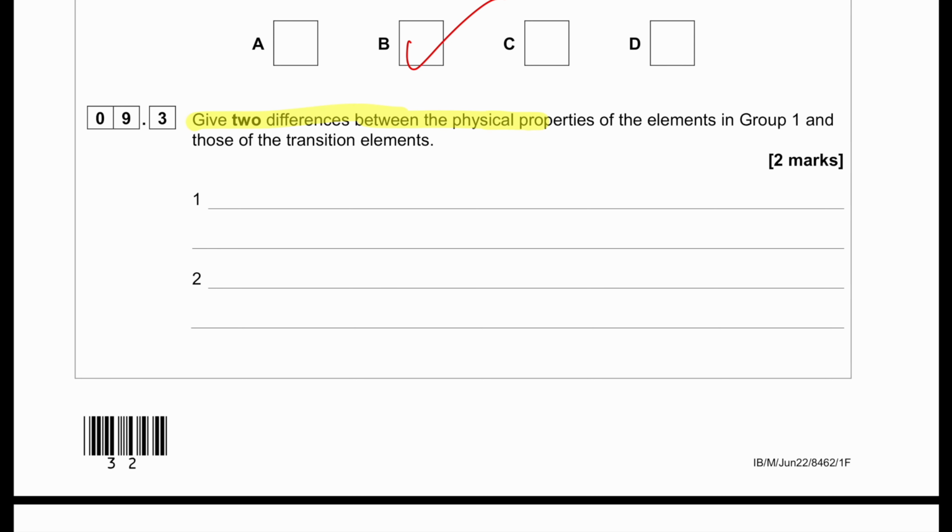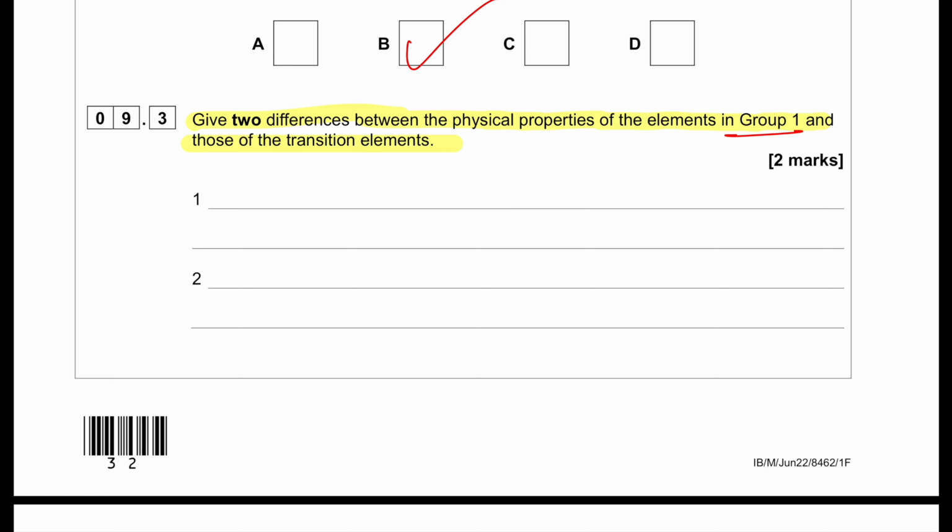Give two differences between physical properties of the elements in group 1 and those of the transition elements. Okay, so in terms of physical properties, we know that group 1 metals are lightweight, so they are less dense. They have a low melting point. And when it comes to transition metals, in contrast, they are dense metals.